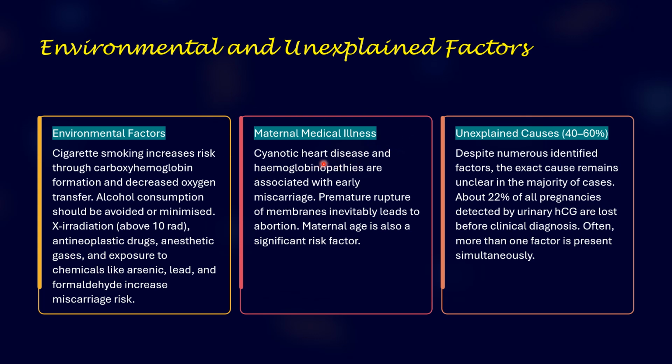A mother with cyanotic heart disease or hemoglobinopathies is at risk of miscarriage. Premature rupture of membrane, if inevitable, leads to abortion, and maternal age is also a significant risk factor for miscarriage. The third one is unexplained cause. Despite numerous identified factors, the exact cause remains unclear in the majority of cases. About 22% of all pregnancies detected by urine HCG are lost before clinical diagnosis. Often more than one factor is present simultaneously.